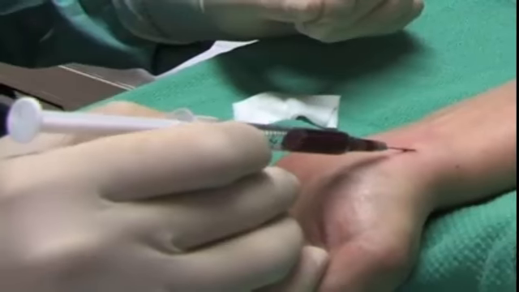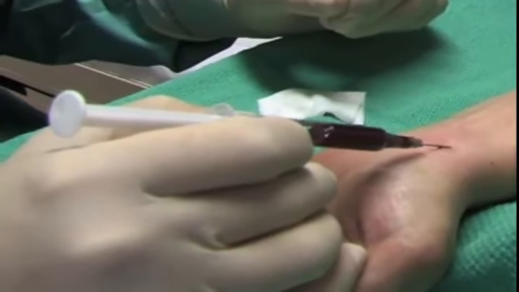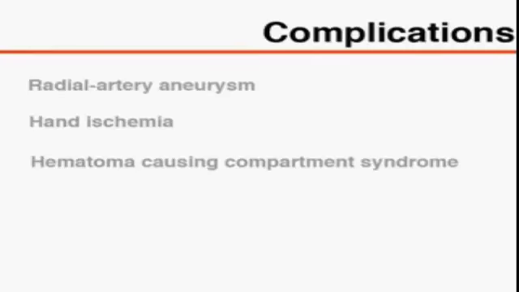Serious vascular complications of radial arterial puncture are rare and include radial arterial aneurysm, hand ischemia, and hematoma causing compartment syndrome.